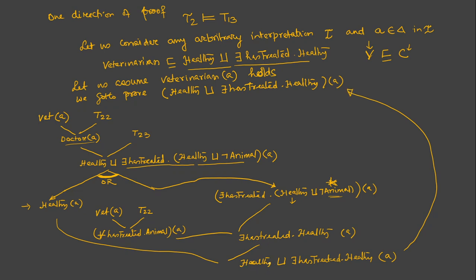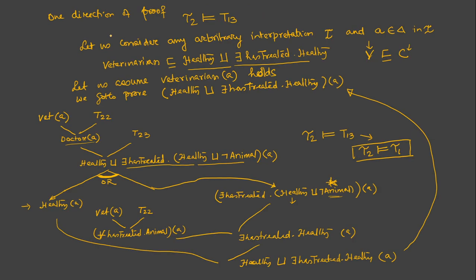So we have proven that if A is a member of veterinarian, then A is also a member of the class healthy union there exists has treated healthy. So this is what we have proven, and we have already proven this kind of consequence, that T13 is a consequence of the T box T2. And if we do so, we are really saying that T2 models the T box T1, or T box T1 is a semantic consequence of T2. So this we have proven, right?